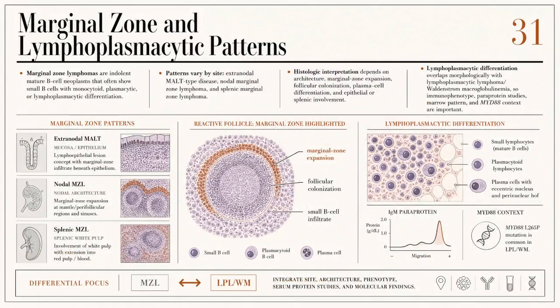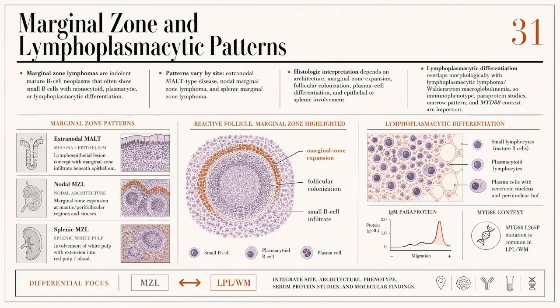As we transition into the discussion of marginal zone and lymphoplasmacytic patterns, it is important to appreciate how these entities exemplify the complexity and nuance inherent in diagnosing mature B-cell neoplasms. Marginal zone lymphoma, MZL, and lymphoplasmacytic lymphoma, LPL, are both indolent lymphomas that frequently challenge pathologists and histotechnologists due to their overlapping morphological features and subtle clinical distinctions. Understanding these patterns is crucial not only for accurate diagnosis, but also for guiding appropriate ancillary testing and ensuring optimal patient management.